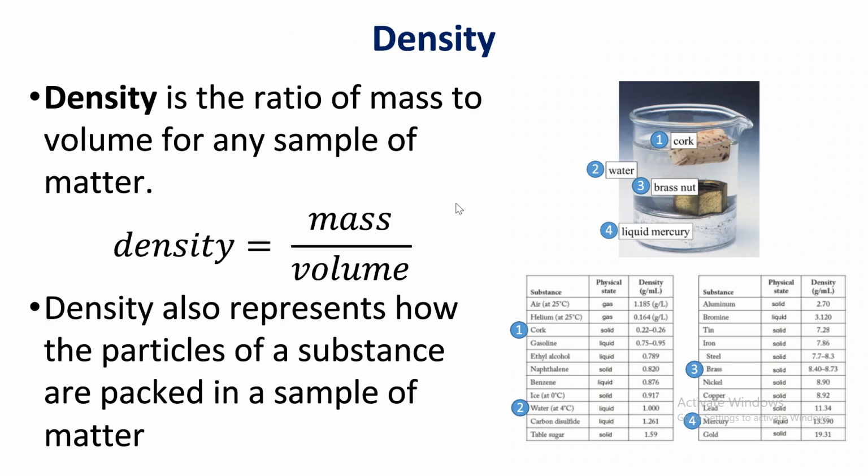Now, let's talk about density. Density is a very important concept that we talk about not just in chemistry, but in science in general. So density is a ratio of mass to volume for any sample of matter. The formula that we use to calculate density is density equals mass divided by volume. This ratio gives rise to density.